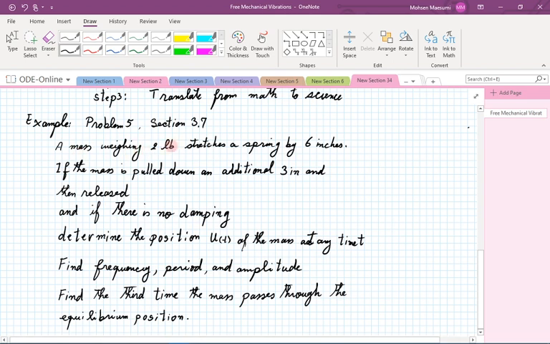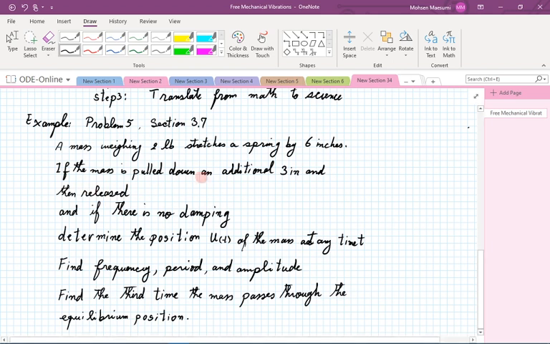A mass weighing 2 pounds stretches a spring by 6 inches. When you read these kinds of statements, you have to look for clues. Every word in this problem is there for a reason. There is no fat to be trimmed. There are no extra words in the statement of the problem. You have to always be on the lookout for what every single piece of data means and how you use that fact in your problem solving.